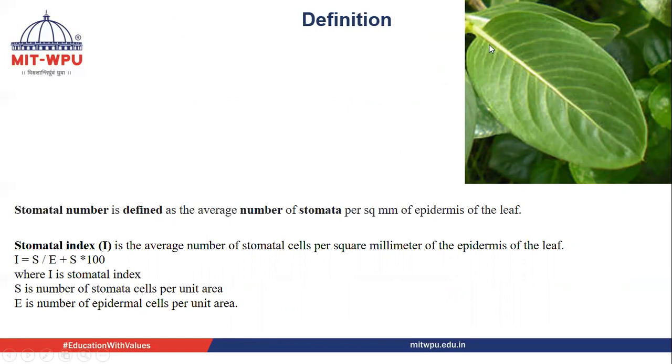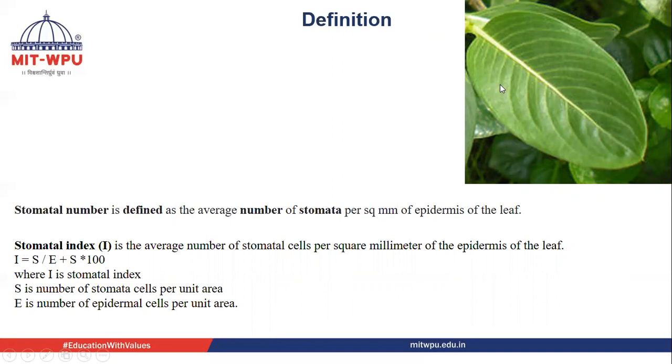So this is a leaf, this is the midrib of the leaf, this is the lamina, and this is the margin. Stomatal number is defined as the average number of stomata per square mm of the epidermis of the leaf. That means the number of stomata present in the lamina, per square mm from midrib to margin. We have to adjust our leaf in such a way that the lamina portion will come there. So whatever stomata are present in this 1 square mm, that is called the stomatal number.